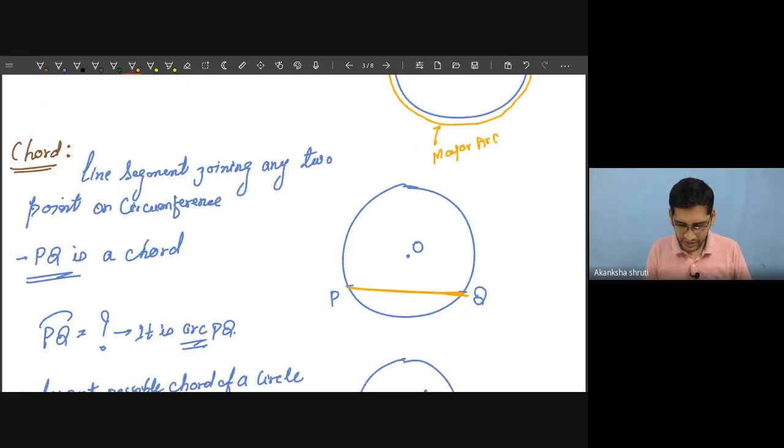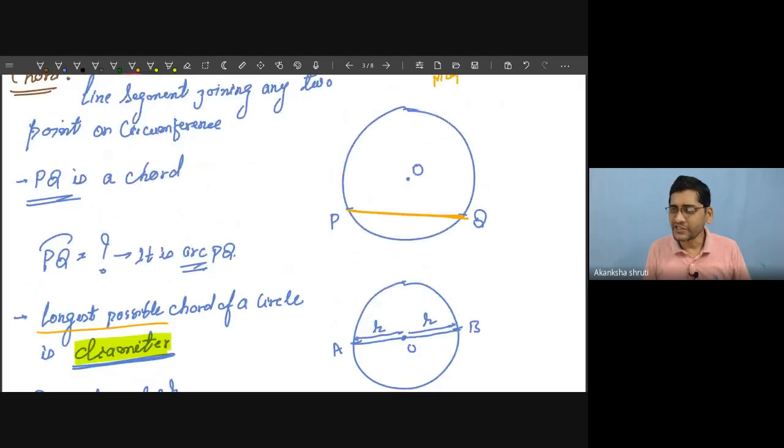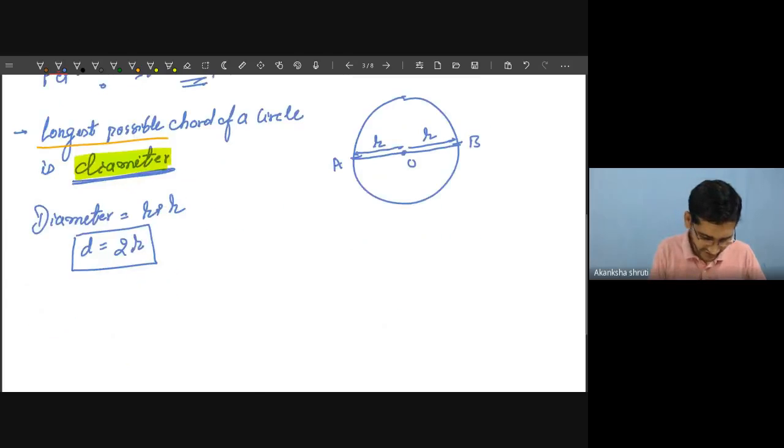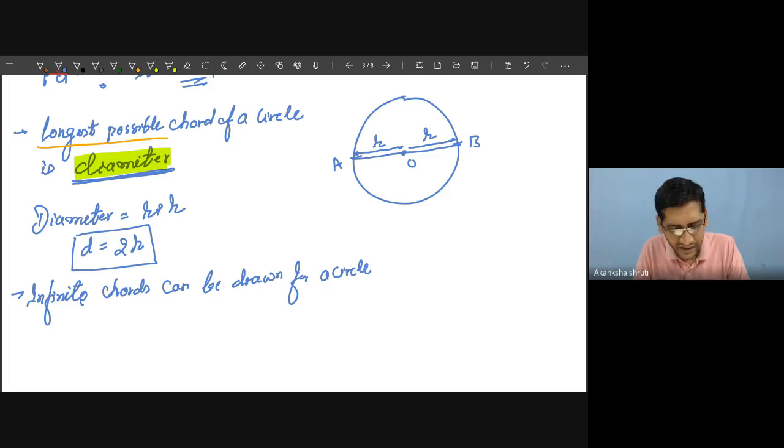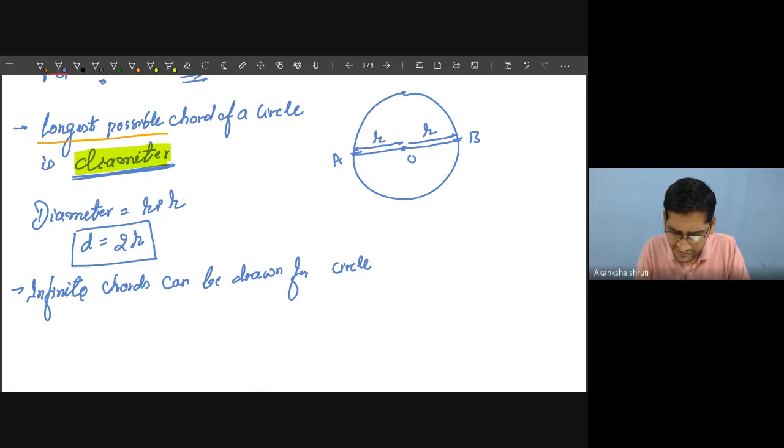So this is about the chord. How many chords can be drawn in a circle? Any number of chords. Infinite. Good. So infinite chords can be drawn. Infinite means a very large number. You will get tired, but that will not be the end. How is that? You can see by drawing it.